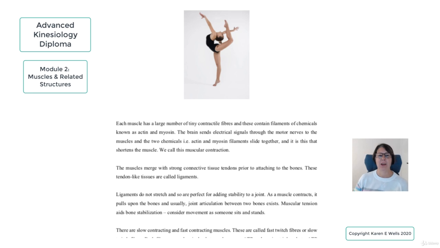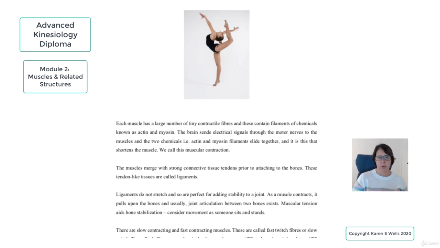Okay, so each muscle has a tiny number of tiny fibers, and these contain filaments of chemicals known as actin and myosin. Now the brain sends electrical signals through the motor nerves to the muscles, and the two chemicals slide together, and this is in fact what shortens the muscles. So we call that process muscular contraction.